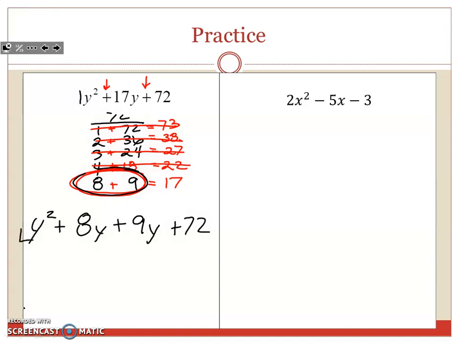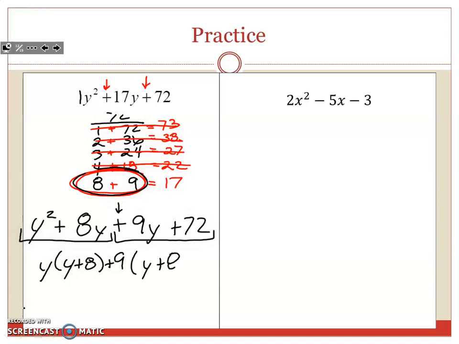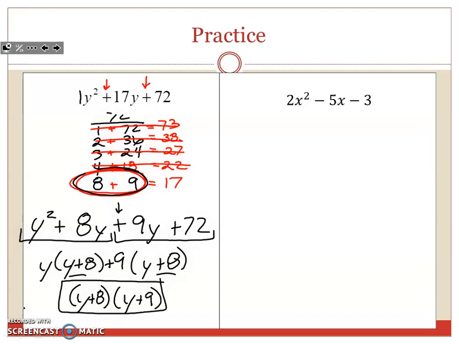Okay? What can I factor out of these two? Well, I could factor out a y. I'm left with a y plus 8. What could I factor out of these second two? I've got that plus sign there, so I need a plus sign. And I could factor out a positive 9, which leaves me with a y plus 8. Both have a y plus 8, so that's one of my factors. My other factor is y plus 9. Okay?